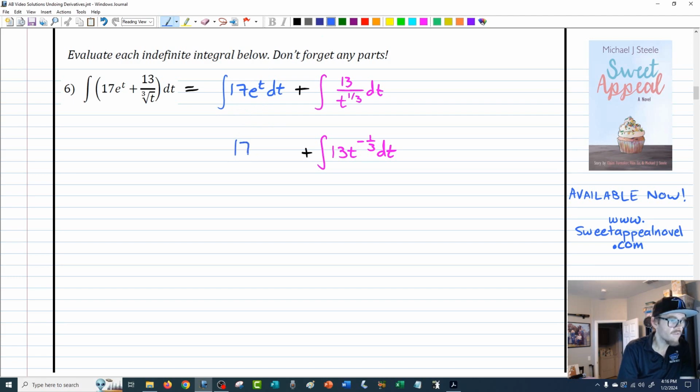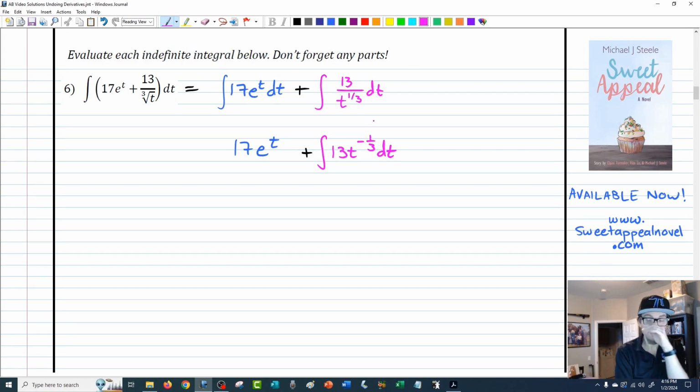This one's antiderivative will be 17e to the t, and of course the reason for that is the derivative of an exponential function, just the basic power, is just that exponential function. So the derivative here would be 17 times the derivative of e to the t, which is 17e to the t. So that one's good to go. We're in pretty great shape.